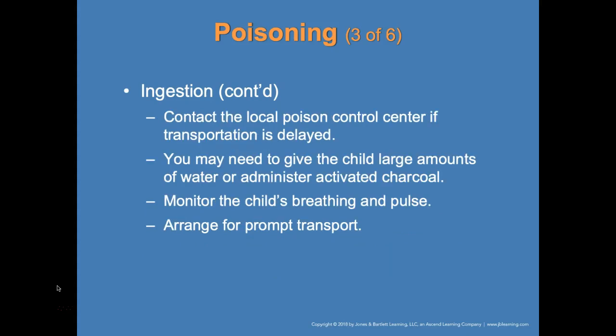We're going to contact the local poison control center. If transportation is delayed, we should probably contact them even if transport is not delayed. Let's find out what we need to do for these guys. You may need to give large amounts of water or administer activated charcoal. Remember that's only if you've been trained. The usual dose for a pediatric patient is between 12.5 to 25 grams. We need to monitor these children's breathing and pulse and arrange for prompt transport.